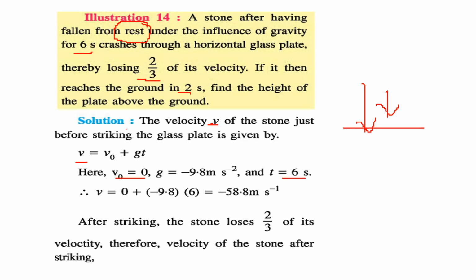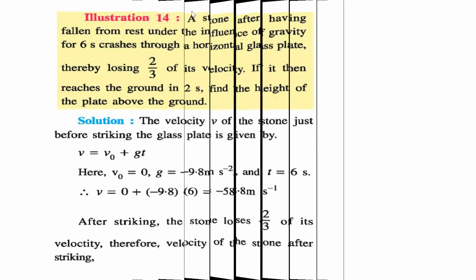So let us put this value in this first equation of motion. We get velocity equal to minus 58.8. Now it is being said that it loses 2 by 3 velocity. That means it retains only 1 by 3rd velocity. So what is the initial velocity for the second case?